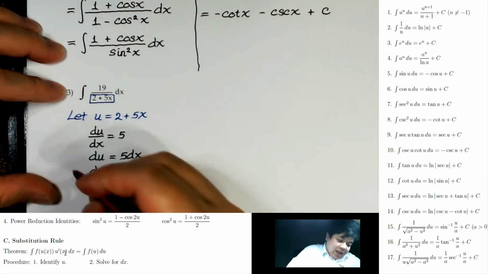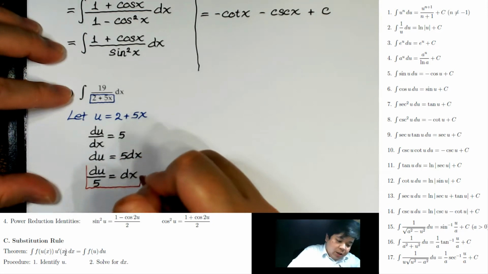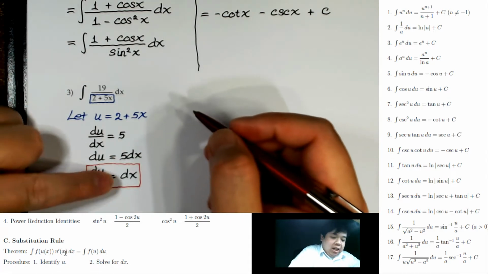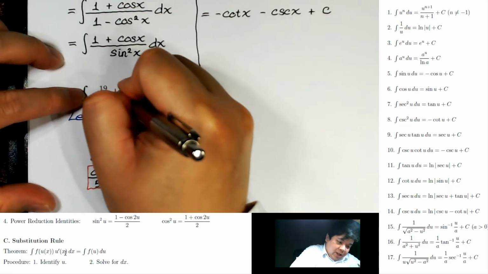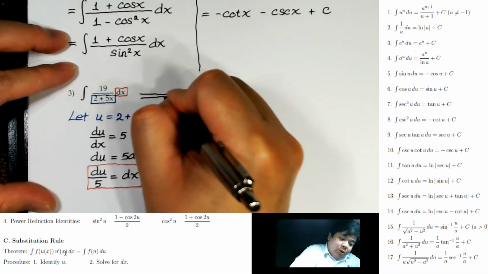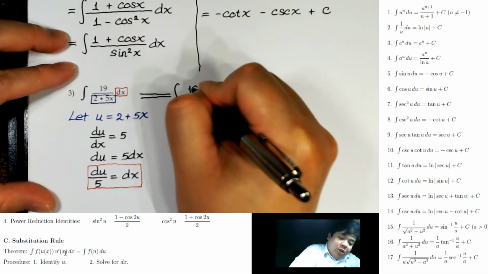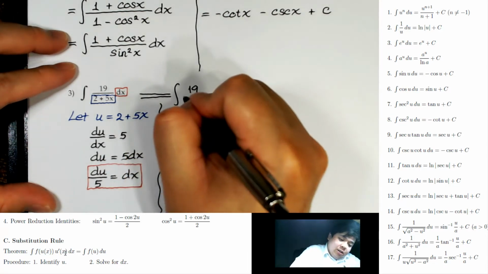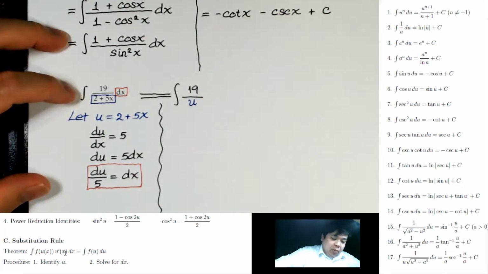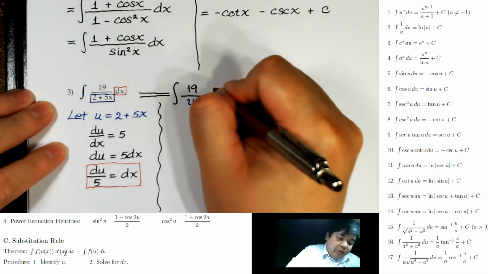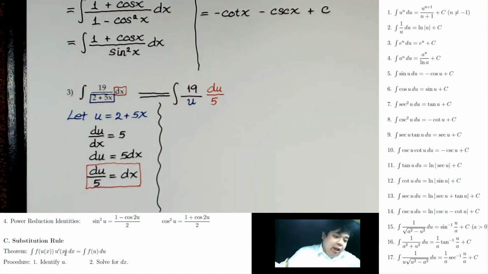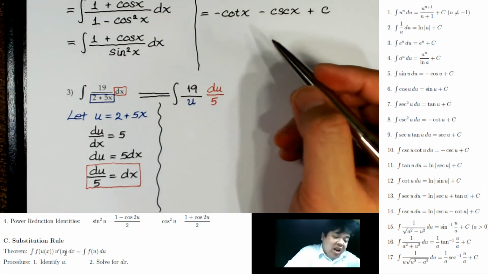So two important components in substitution are u and dx. So we have u, and then this is dx. And then we'll substitute everything back into the original integral. 19 will still be there. The bottom is u. dx is du over 5. Right. Now we have no x left, which is good.